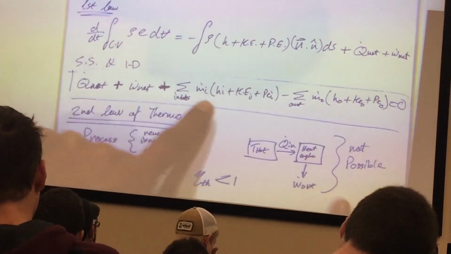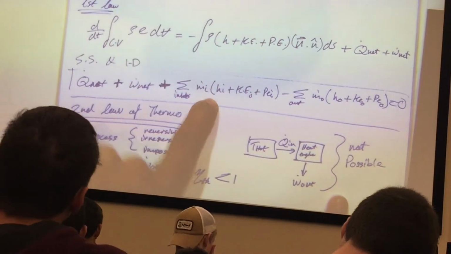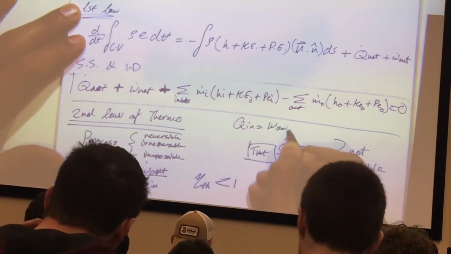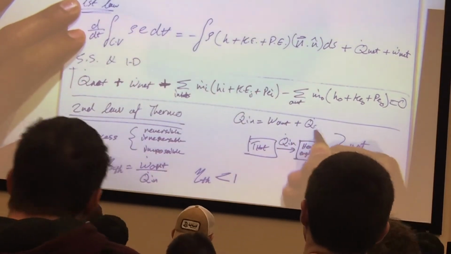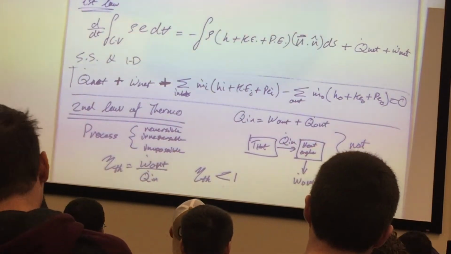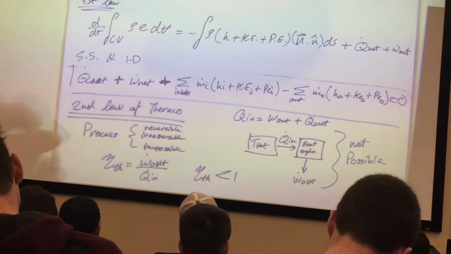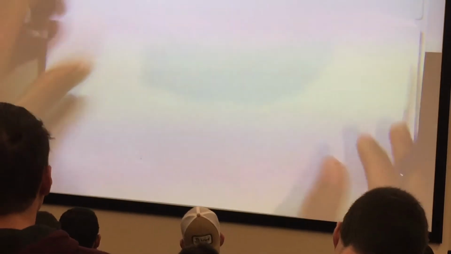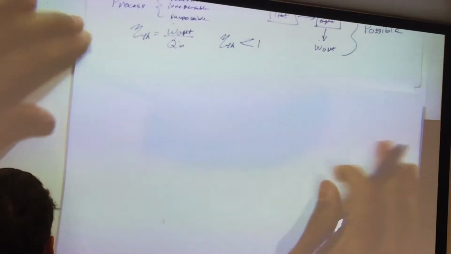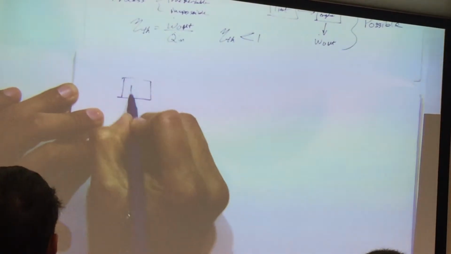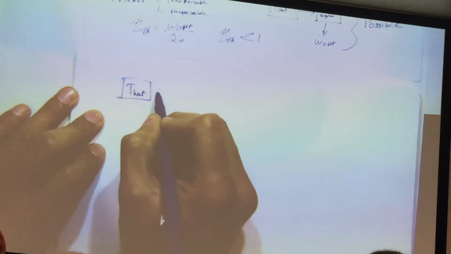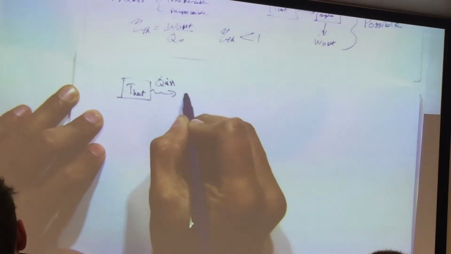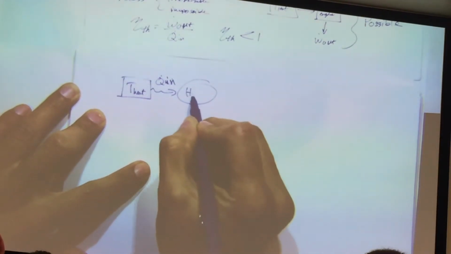If I apply this specific equation, Q in is equal to work out plus Q out, in order for it to be realistic. So what does that mean about my system here? It's going to look something like this. T hot, I'm adding Q in to my heat engine.